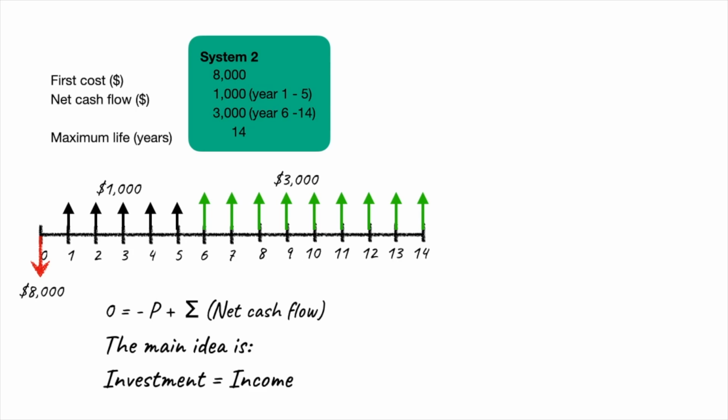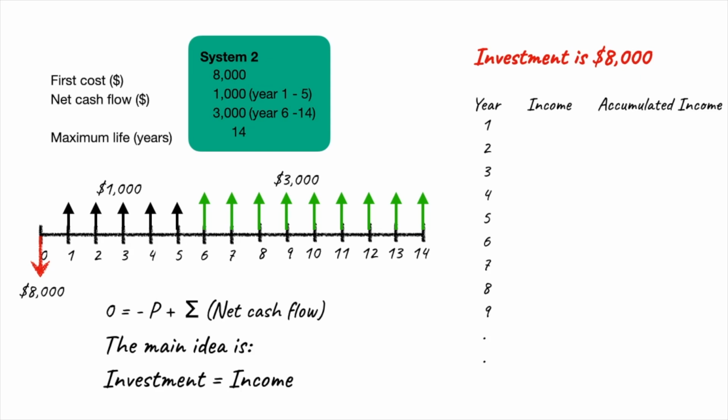Okay, to make it easy for you, let's just rewrite this again in table format. If the initial investment is $8,000, let's create a 3-column table. The first column is the year, the second is the income, and the third one is the accumulated income. So from year 1, 2, 3, 4, the timeline for this cash flow is up to 14. So you can draw up to 14, up to you.